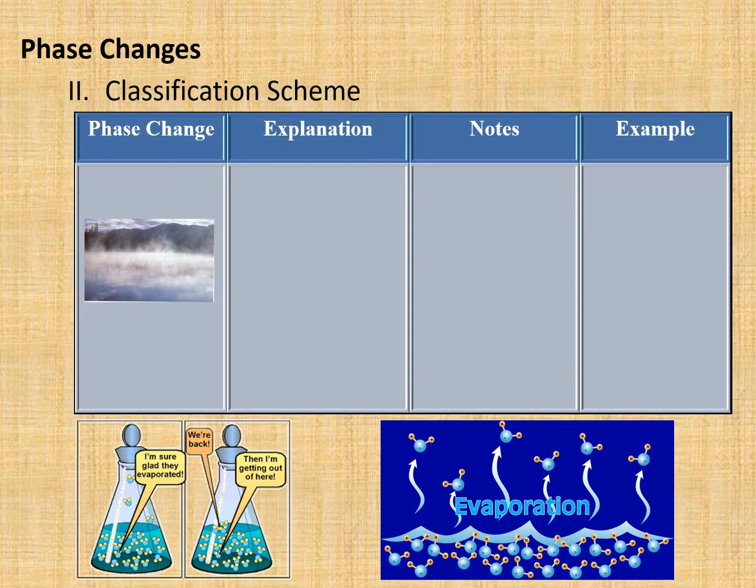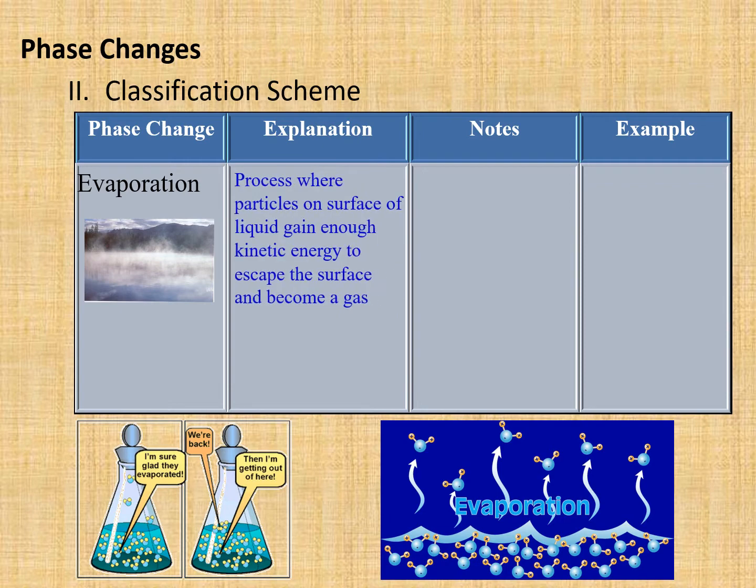We're now going to spend a few minutes classifying and explaining the various changes of phase that matter can experience. Some of these terms will be familiar to you, while some may not. Now remember that a change of phase or change of state involves matter transitioning or changing from a starting state to an ending state. We'll start with a change of phase known as evaporation. Evaporation is the process whereby particles on the surface of a liquid gain enough kinetic energy to escape the surface and become a gas.